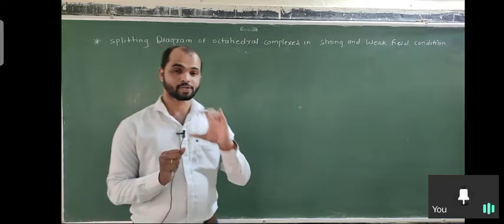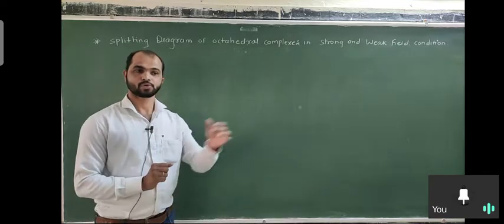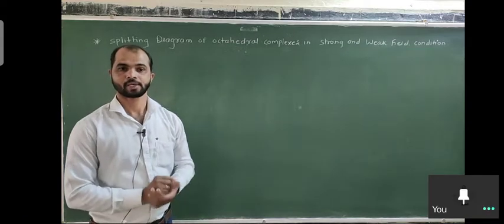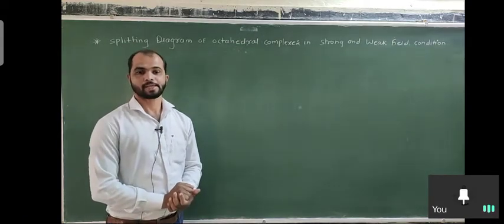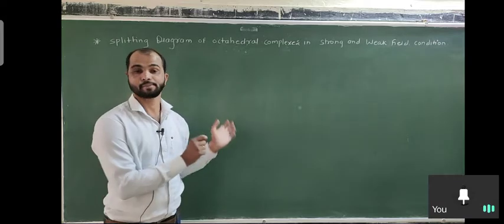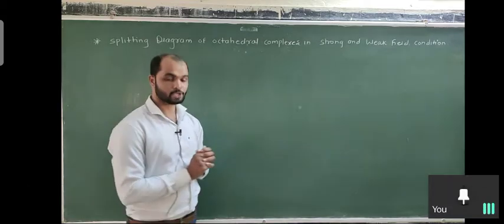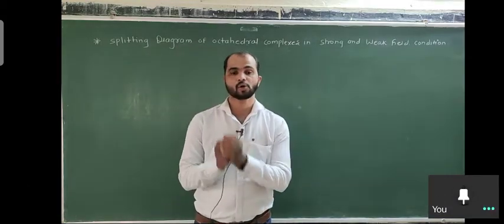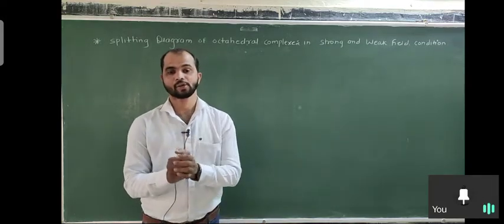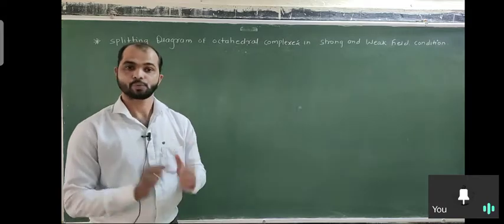Suppose the 10 Dq value is more compared to pairing energy; in that case the electron goes into pairing rather than going to the higher energy state. If pairing energy is more than the 10 Dq value, the electron is promoted from the lower to the higher state rather than pairing. So this is very important. When the 10 Dq value is more, the complex is a strong field complex. And if the 10 Dq value is less, meaning pairing energy is more, we say the complex is a weak field complex.